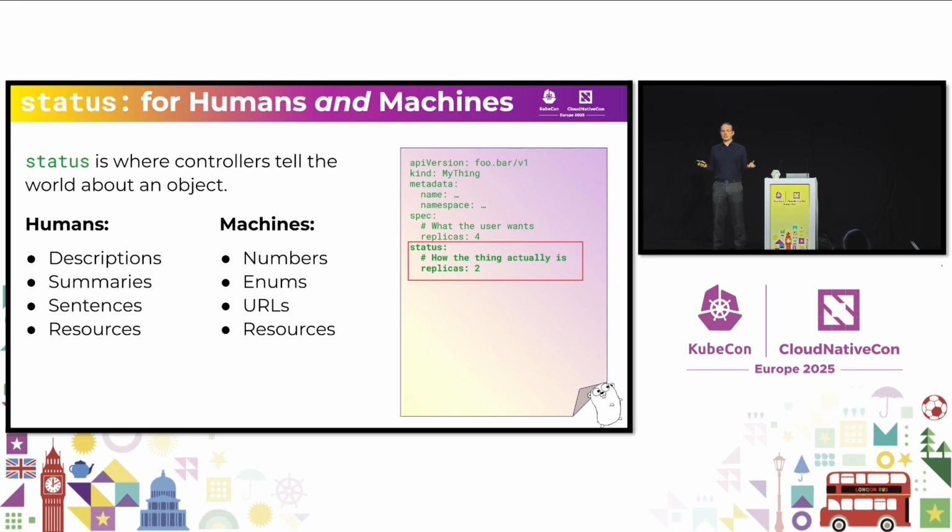Descriptions, sentences, here's what's going on here are all for humans. And then machines want like an enum. What's the status of this? Is this degraded? Is this working? If I sent a request to it, would I expect it to go or not? That's all stuff you should be looking to put in your status. And in both cases, references to other Kubernetes resources can be helpful.